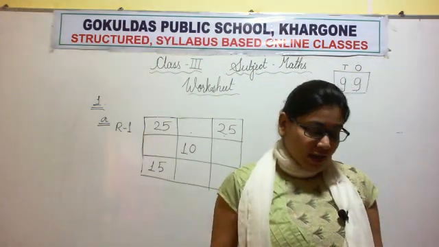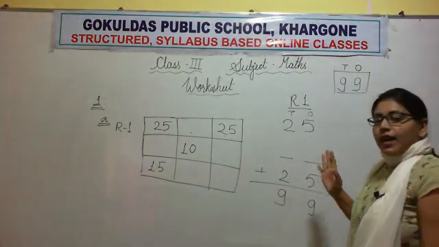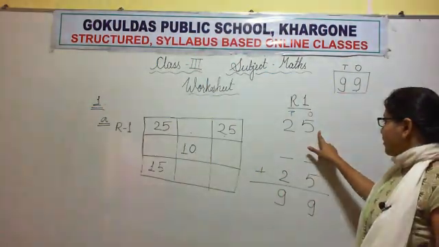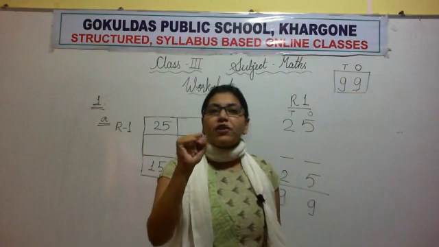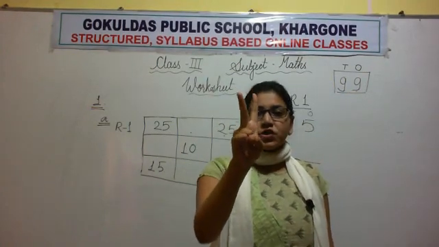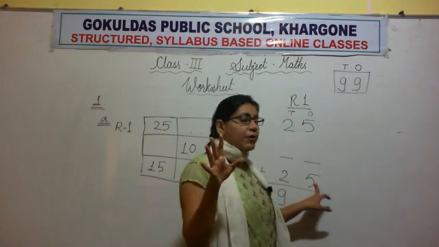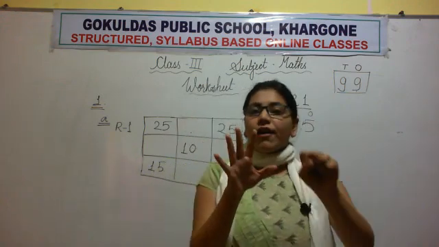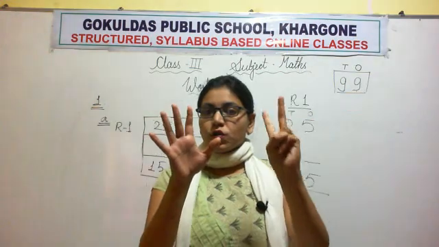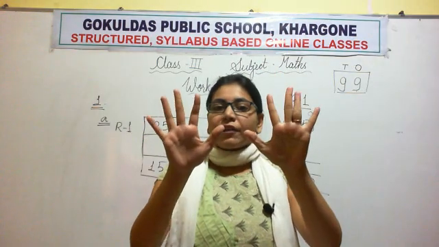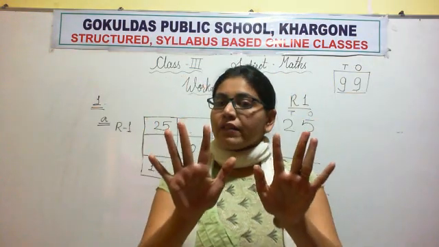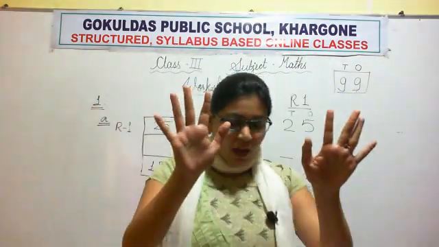We will first add the given numbers. So the first number is 5. So let's open 5 fingers. 1, 2, 3, 4, 5. Now the next number is again 5. So we'll open 5 more fingers. 1, 2, 3, 4, 5. Now let's count how many fingers we have opened.